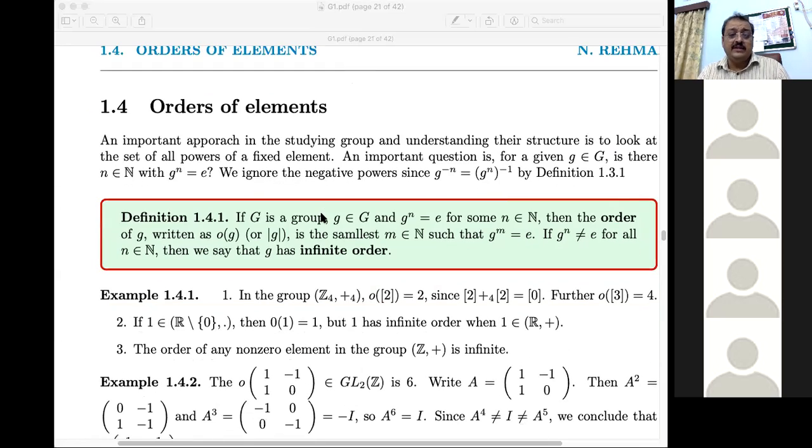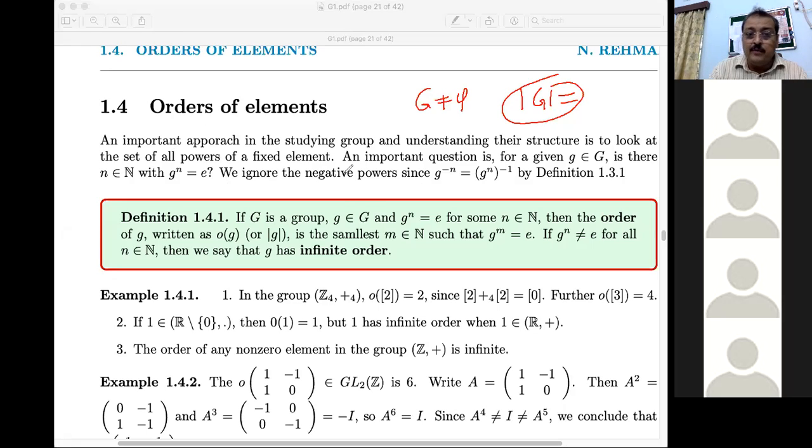Now we move to the next topic, order of an element. Now what did we do so far? Before this we said that if G is a non-empty set, the number of elements of G is called the order of G. Now what we did just before this is that for any element g belongs to G, the powers of g.